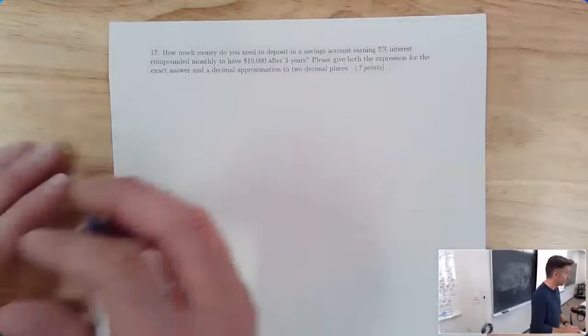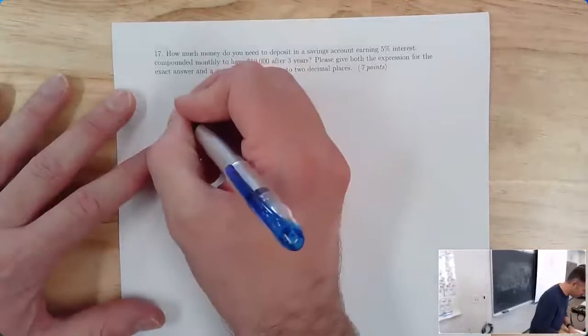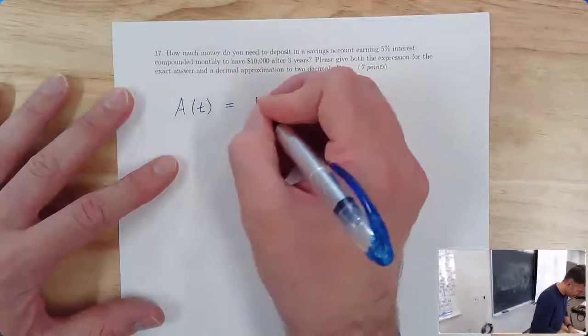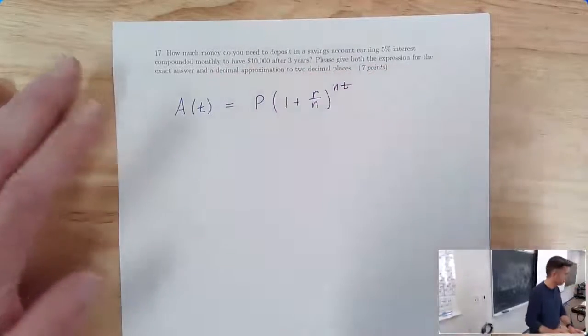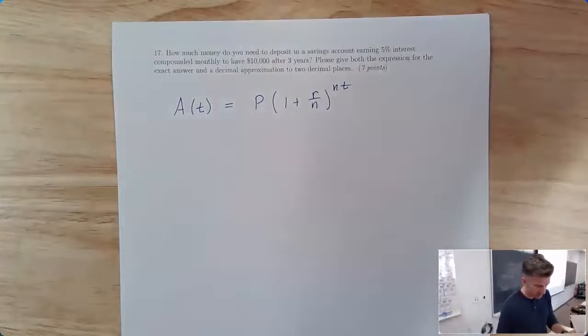First of all, we are in the compound interest situation, and it's not compounded continuously. So I know we're using this formula. The amount of money after t years is P times 1 plus r over n to the nt power, which is written on the front of the exam.